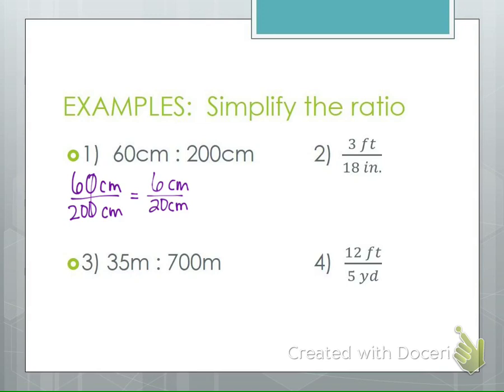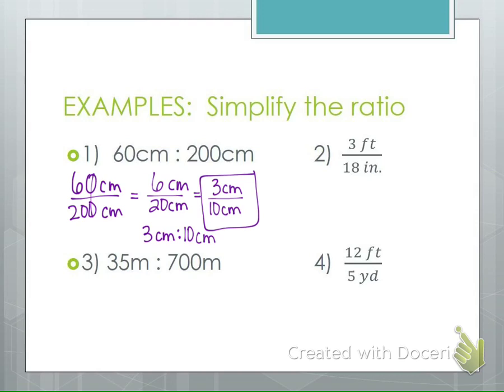Now looking at that, do you think I'm done simplifying? No, because these can both be divided by 2. So what do I end up with? Good, 3 centimeters to 10 centimeters. Now that is simplified. My units match. I'm all done with it. If you kept it as a ratio written with colons the whole time, that's fine. Do not drop off your units. Make sure you're using your units the whole time. Questions, concerns about number 1?